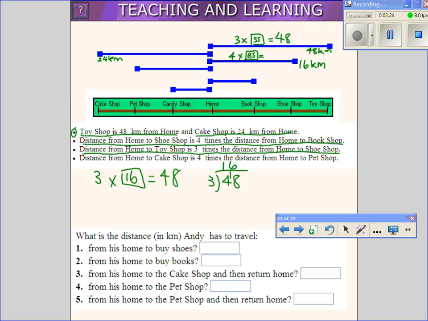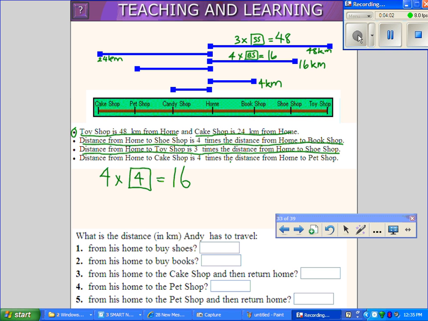Before I go to my next point, I'm going to use 16 kilometres to figure out the distance from home to bookshop, because I know that 4 times the distance from home to bookshop is 16. So I'm going to work out again 4 times something equals 16. Now I already know that 4 times 4 is 16. So that means that the distance of a bookshop is 4 kilometres. Okay, so far I've worked out the distance from home to toy shop, home to shoe shop, and home to bookshop. And I also know home to cake shop.